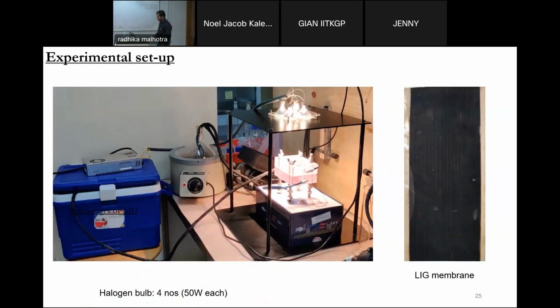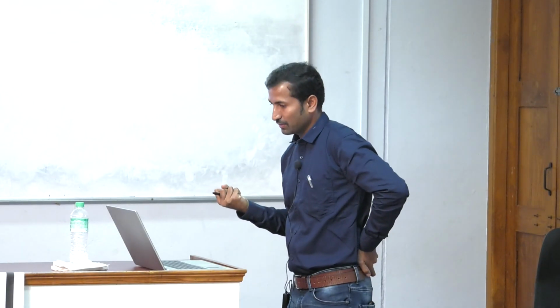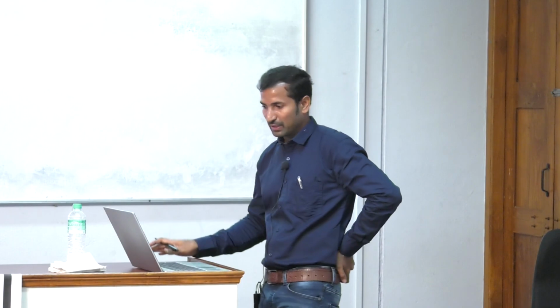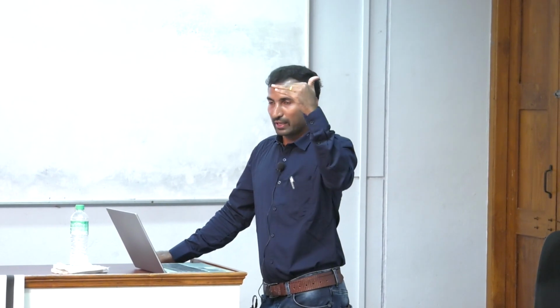This is our experimental setup. This is a very small setup. We have an inbuilt quartz glass to absorb and transfer the solar energy. Here we used halogen bulbs, 50 watts, 4 of them. The feed temperature here didn't rise.